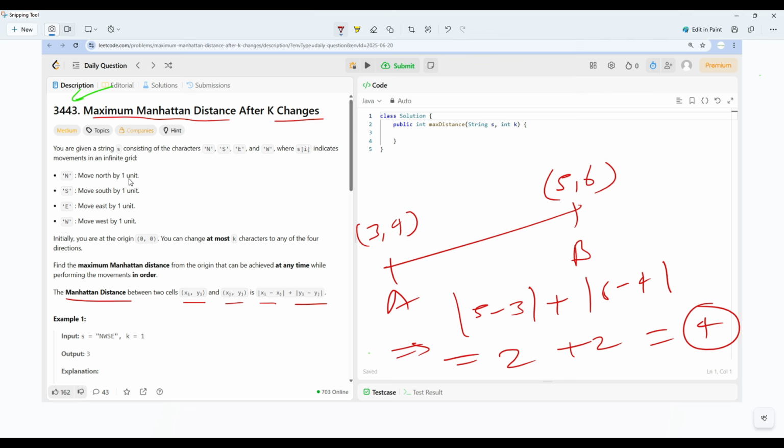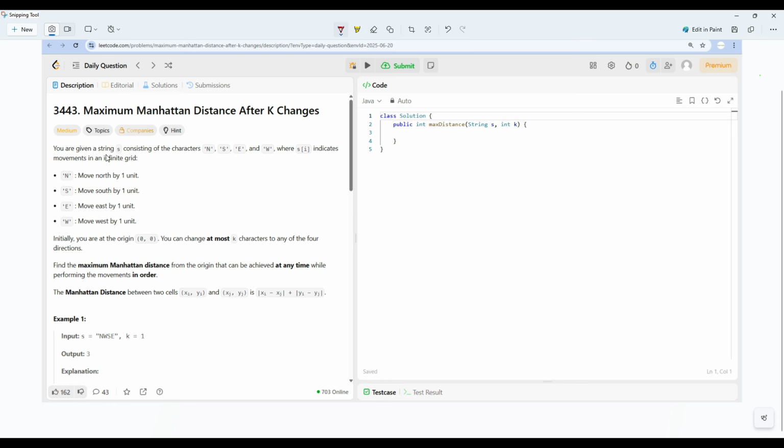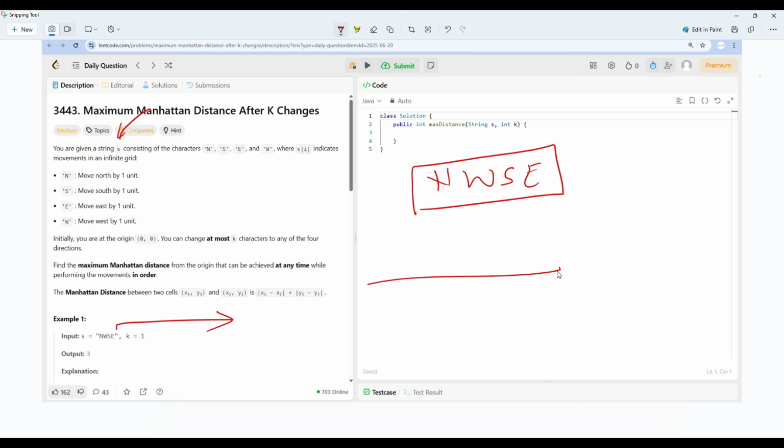But we are given a couple of things here that you need to understand. Let's see what the question is saying. The question says we are given a string s, as you can see in the example. The string contains n, w, s and e. As you know, there are 4 directions: north, south, east and west. These 4 directions are given as characters in the string.